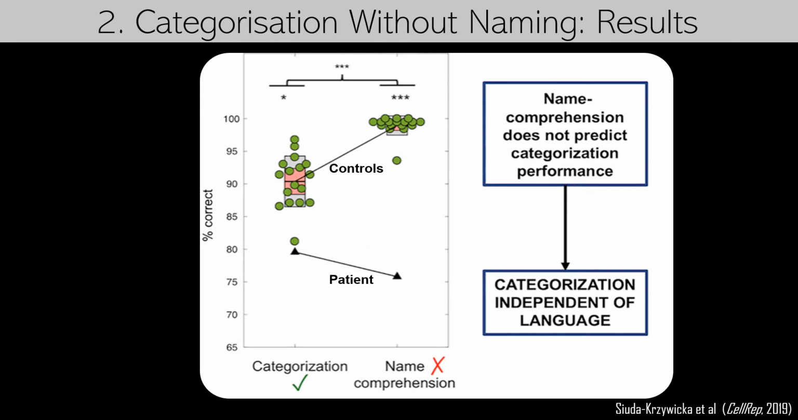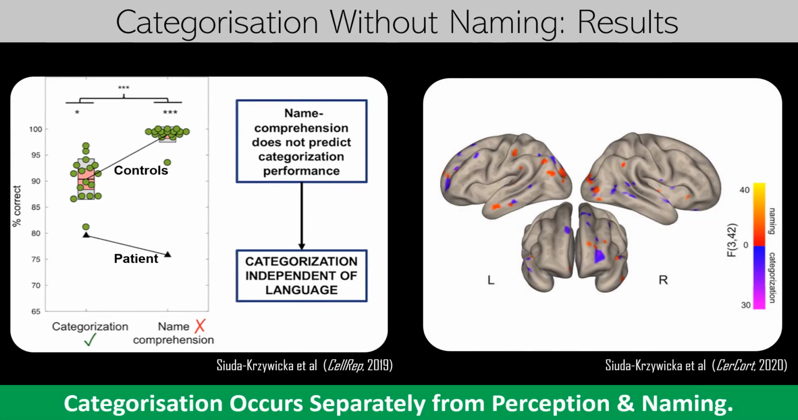We examined performance in a stroke patient that had language difficulties due to a left hemispheric lesion. While controls were much better in the naming task, the patient was better in the categorization version. This shows that categorization performance does not depend on naming. In a later study, we could also identify separate brain networks responsible for naming and categorization. So given the known dissociation between categorization and perception, these additional observations suggest that categorization can occur independently from both perception and naming.